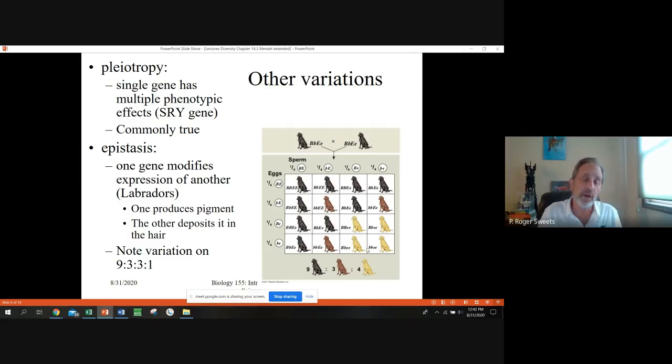Instead of 9-3-3-1, we have 9-3-4. But of course, if it wasn't for the way that this E gene operated, we would have different numbers of our black and brown labs, and we'd be back to 9-3-3-1 in the end, and we'd only have the one down here, perhaps, that had no color at all. So, because of the way this particular system operates, we can see these different kinds of ratios, but they're usually variations on the 9-3-3-1.